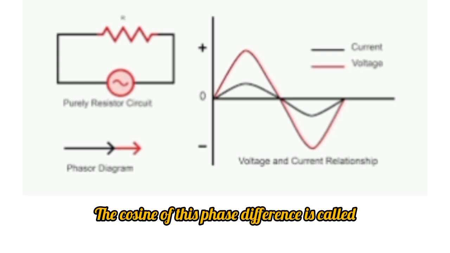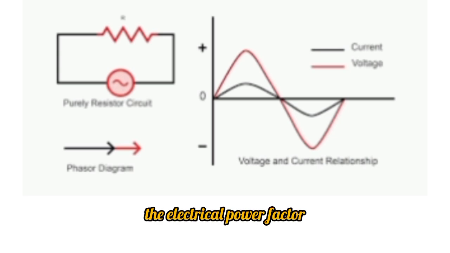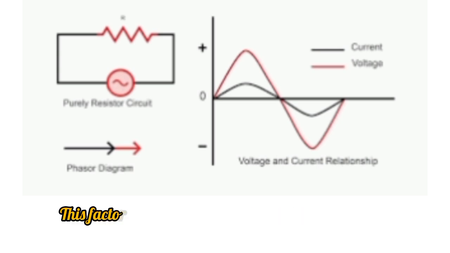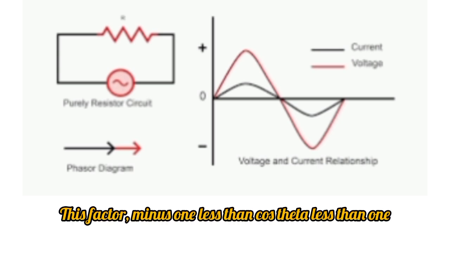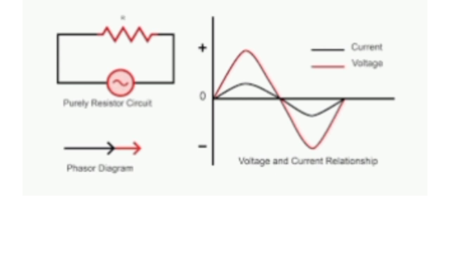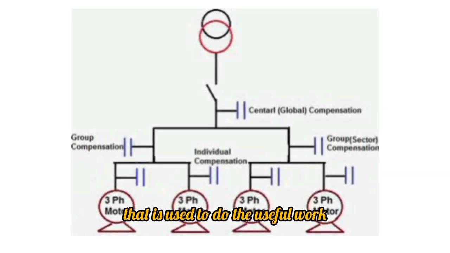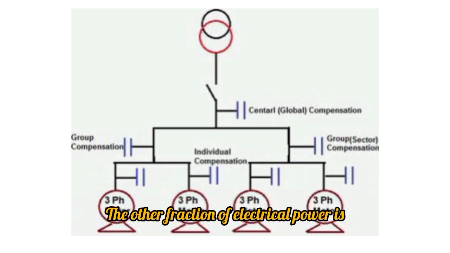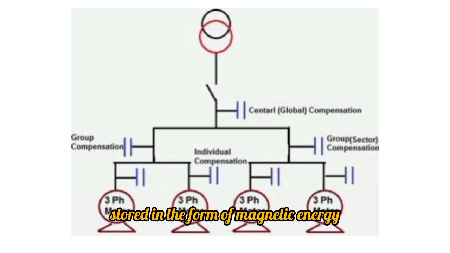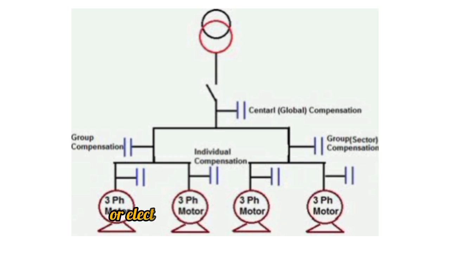The cosine of this phase difference is called the electrical power factor. This factor, -1 less than cos theta less than 1, represents the fraction of the total power that is used to do the useful work. The other fraction of electrical power is stored in the form of magnetic energy or electrostatic energy in the inductor and capacitor respectively. This is called apparent power, and its unit is VA, volt-amp, and denoted by S.